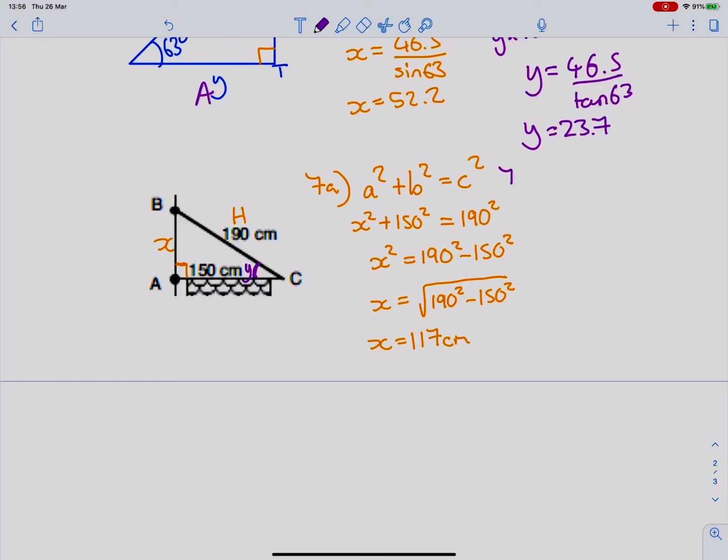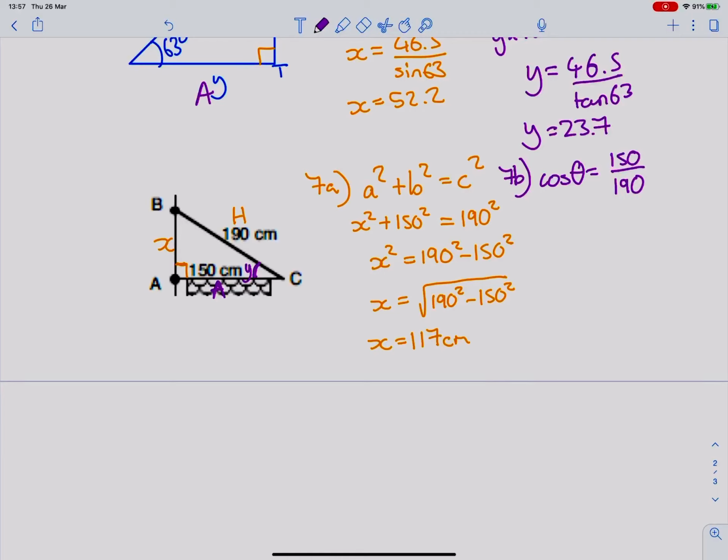So for 7B, you can now label. Now we're trying to find angles, so it's to do with trigonometry. You've got next to the y, so you've got your adjacent, and we've already labelled the hypotenuse as 190. So with adjacent and hypotenuse, you're using cos. So cos theta equals adjacent 150 over hypotenuse 190.